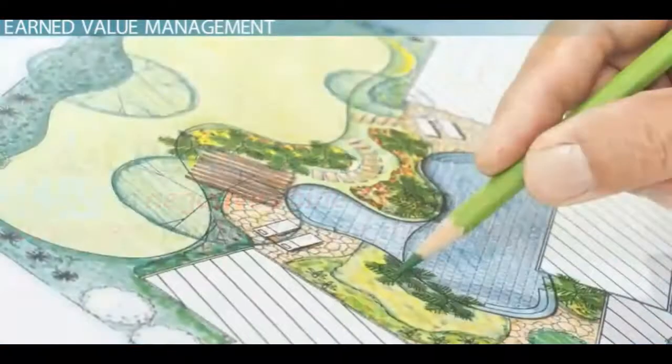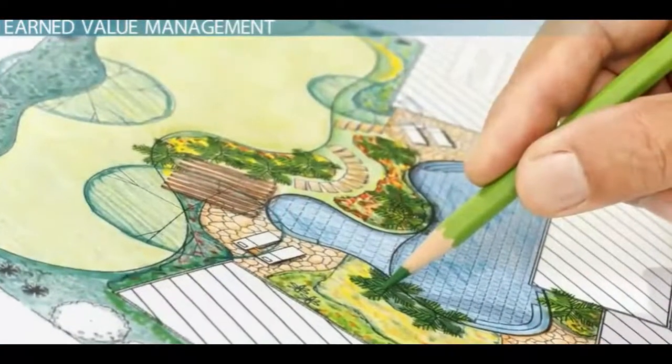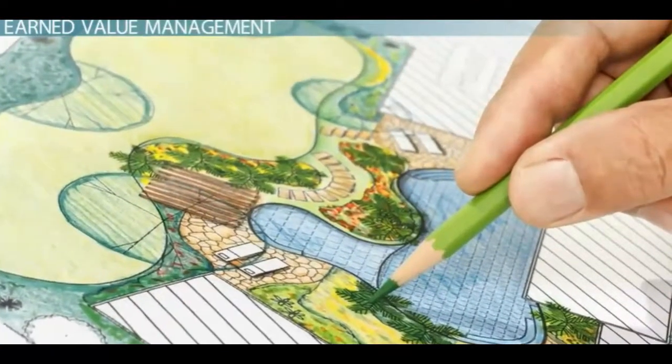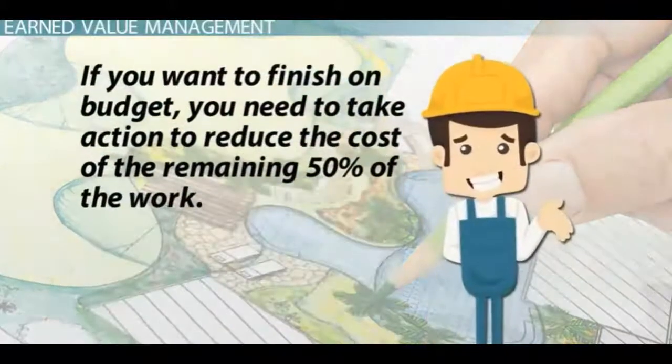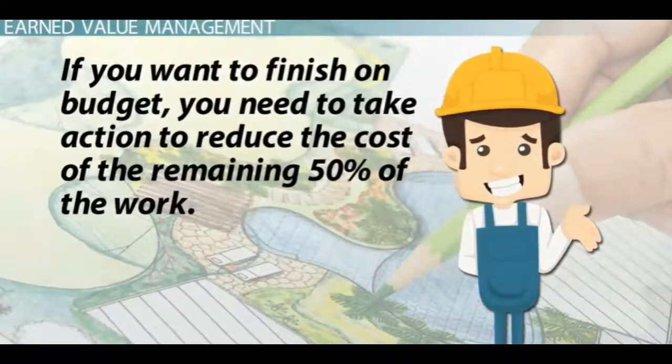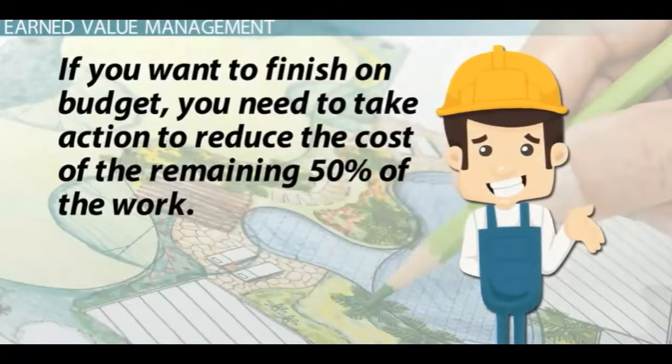Using the EVM for your patio project, it would be easy to see if you have spent 75% of your budget, but have only completed 50% of the actual work. This lets you know that if you want to finish on budget, you need to take action to reduce the cost of the remaining 50% of the work.